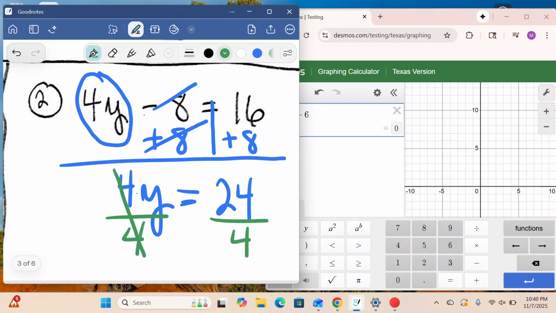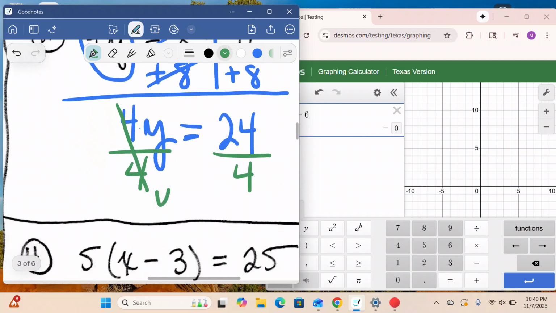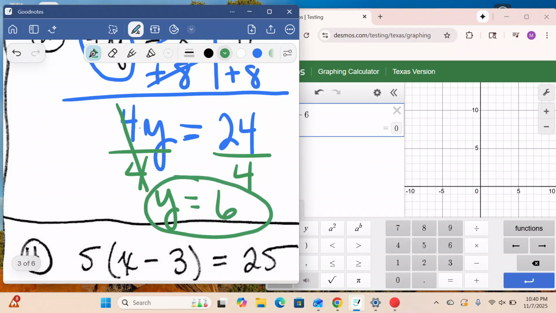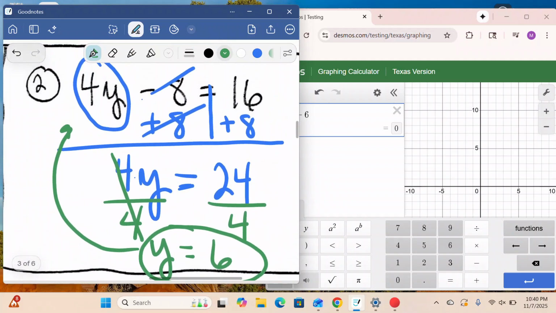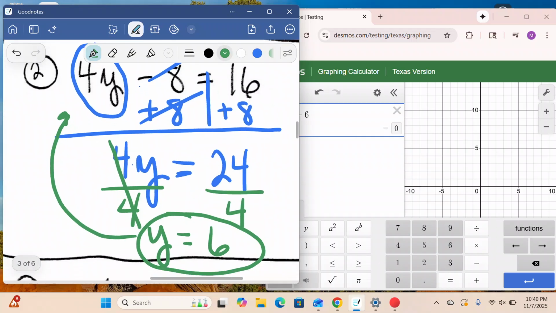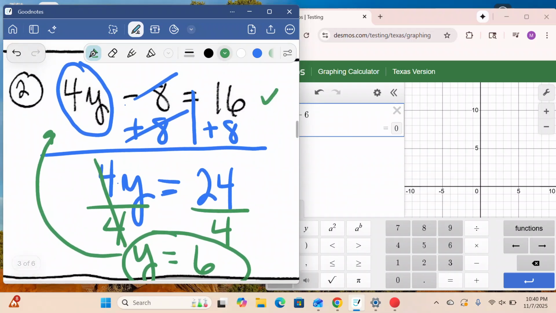I'm going to get 4 divided by 4 is 1, and y equals 24 divided by 4, which is 6. And that is my answer. And if I want to check it, I go back to the equation and I input it. I say 4 times 6 is 24 minus 8 is 16. So the answer is correct.